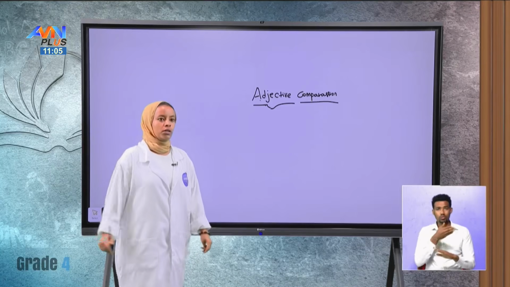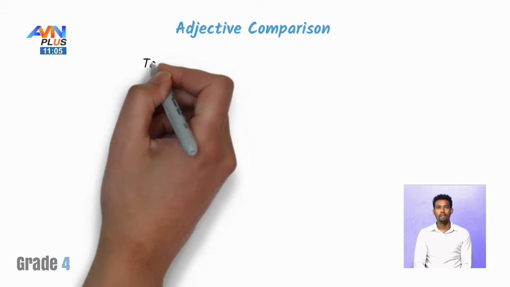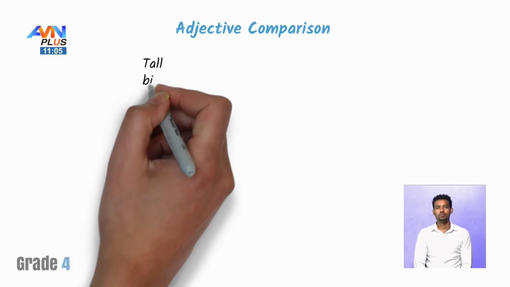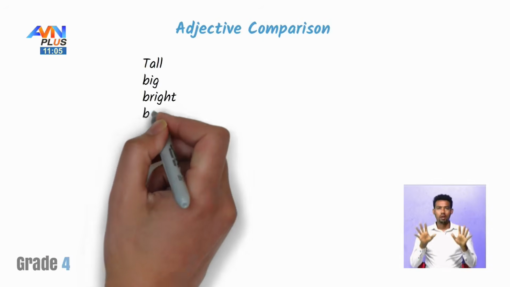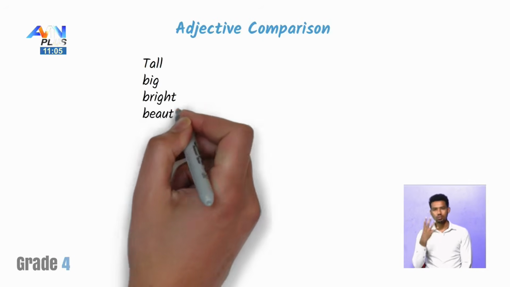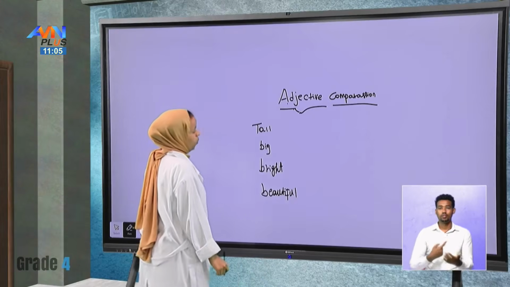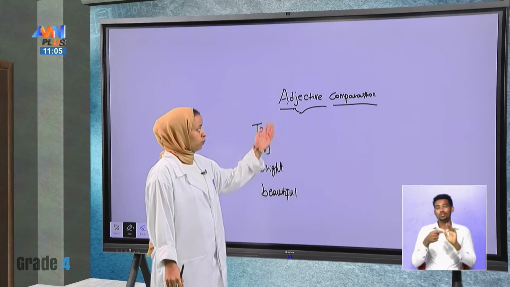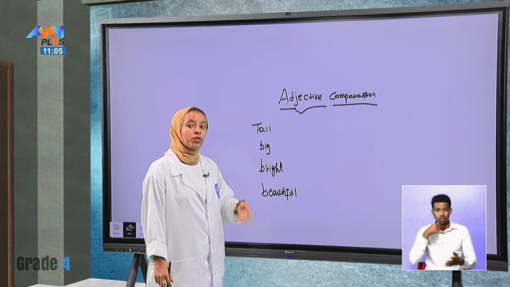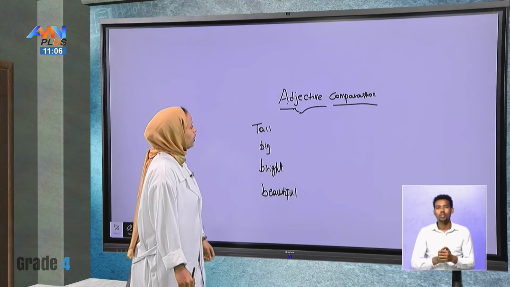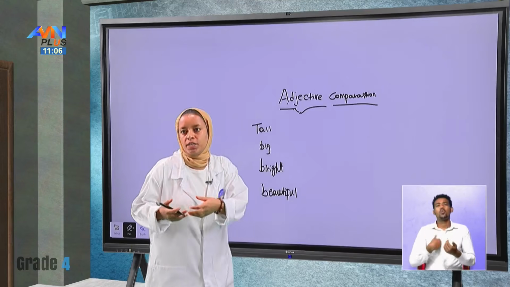Let me mention some adjective words. Tall, big, bright, beautiful. These are words that show adjectives. These words are called adjectives that show how the noun looks. So these are adjective words, and how are we going to use them as a comparison?